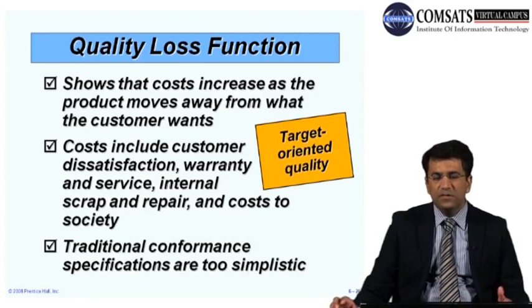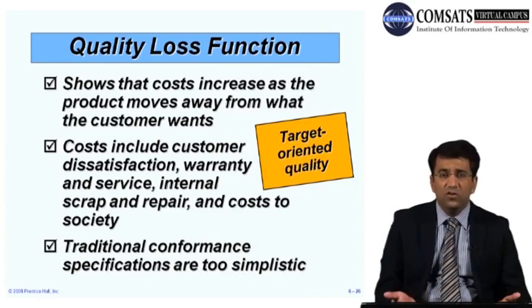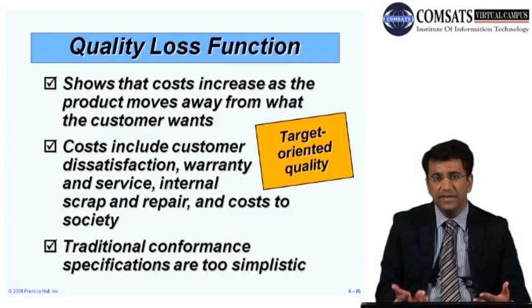So that is the concept given by the quality loss function, that costs include customer dissatisfaction, warranty and service, internal scrap, repair and cost of society. Again, this concept is related to the cost of quality, that is the prevention cost, appraisal cost, internal failure cost, and external failure cost. If we are not able to meet the requirements of our customers, we will always increase the cost of quality in the form of scrap, sometimes in the form of warranty, and sometimes in the form of reworking to reproduce our products and services.